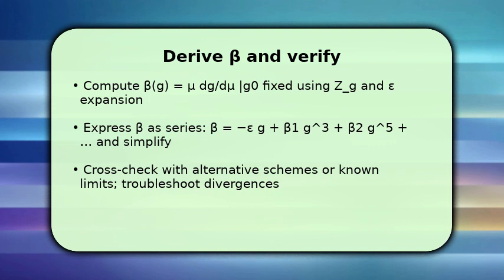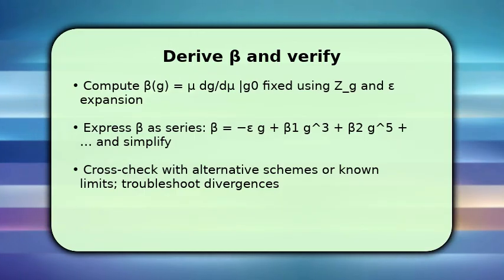Make sure to simplify and express coefficients in your chosen normalization. If results look wrong, recheck symmetry factors, diagram combinatorics, and regularization steps. A missing factor of 2 or sign is the common culprit.